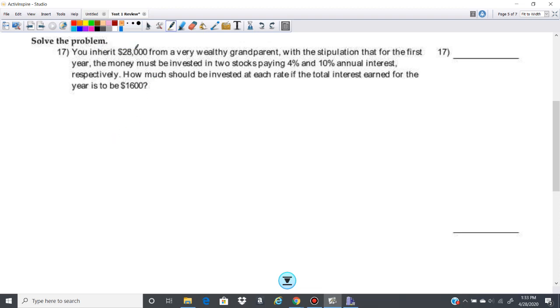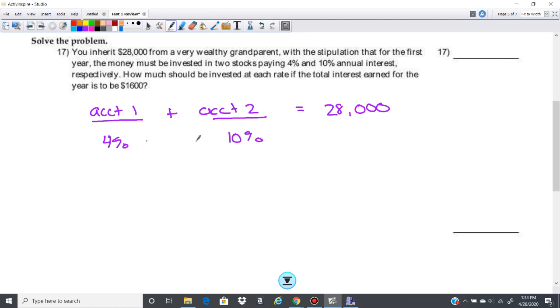Okay, so I am going to take $28,000 and I'm going to put it into 2 accounts, meaning I am going to go account 1, some certain amount, and then account 2, some certain amount. Okay, and if I add those together, that's the entire $28,000. Okay, so let's say account 1 earns 4% and account 2 earns 10%. Well, off of that yield, I got $1,600 in interest. And it's only for 1 year, so just 1 year here.